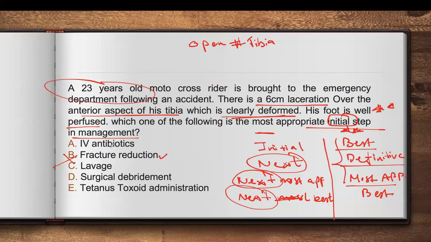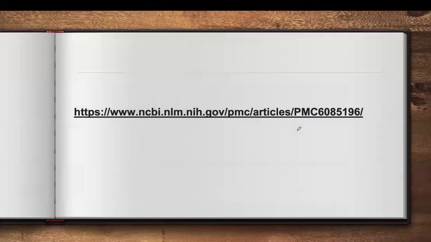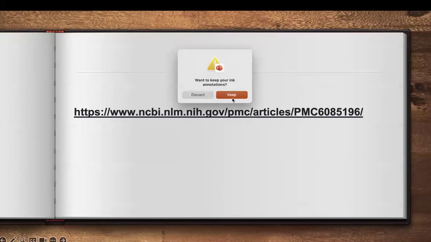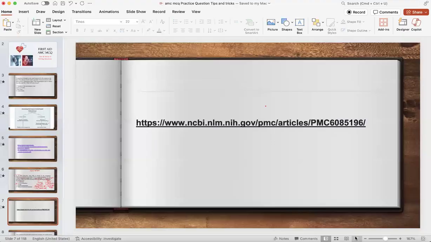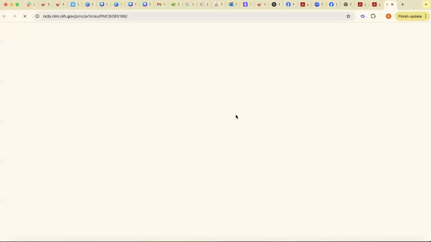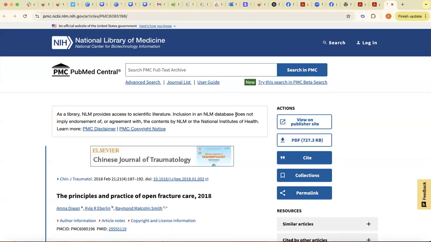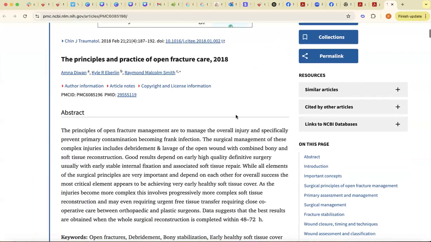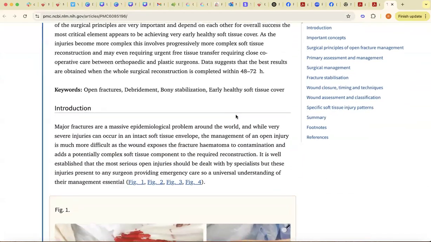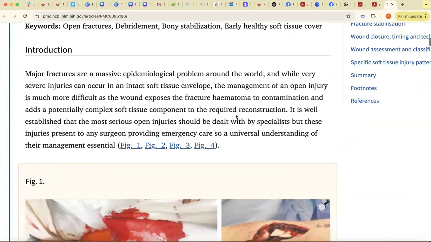So we have the option of choosing IV antibiotic, lavage, surgical debridement, and tetanus toxoid. So most of you, I can see you are choosing like everything. So let's see, A, D, E, everything came into your answer. Let's go to the Australian guideline where you can learn about it. So this is one of the guidelines, NCBI guideline is really important for a lot of things in exam. So have a look in here.